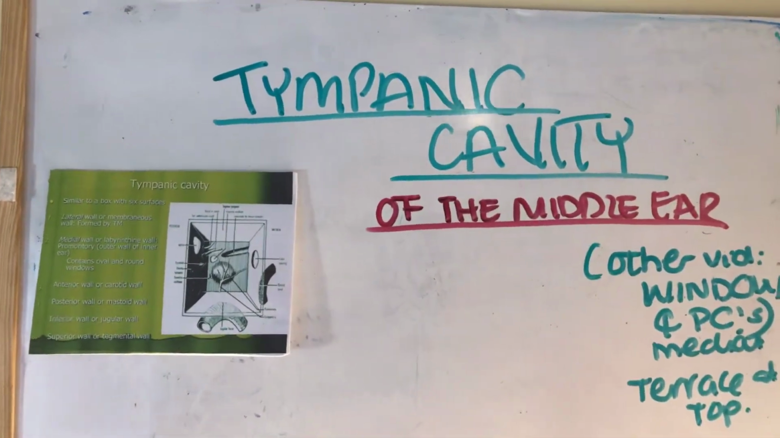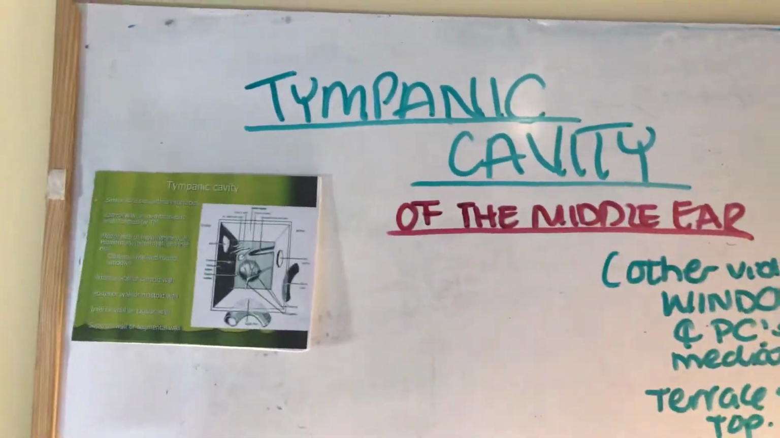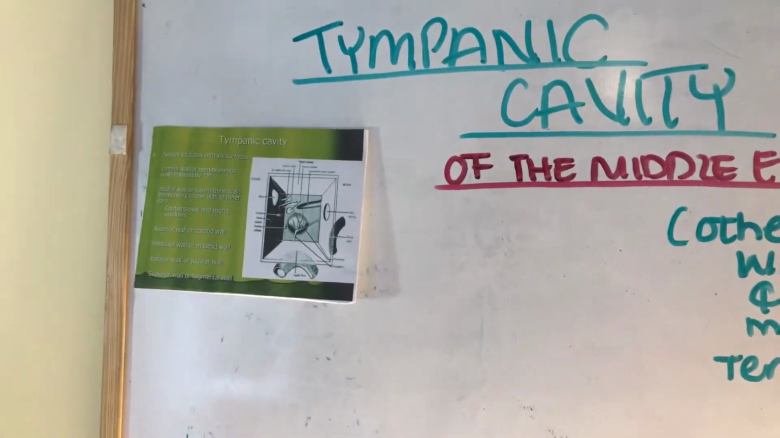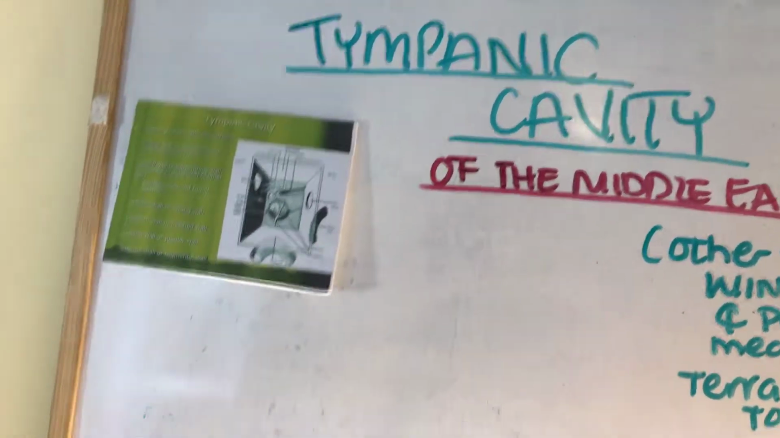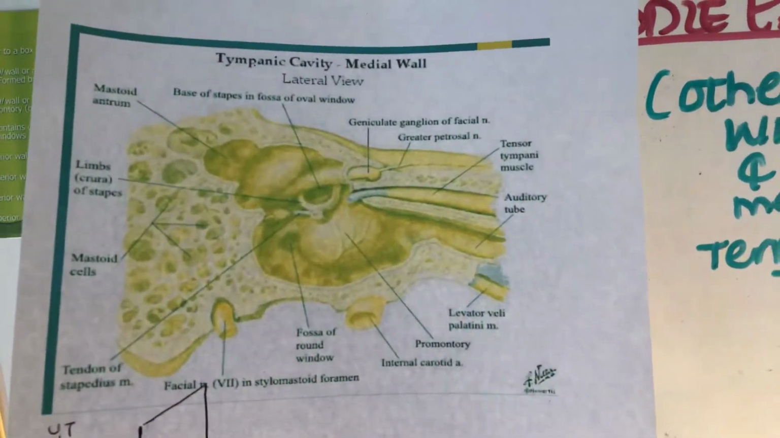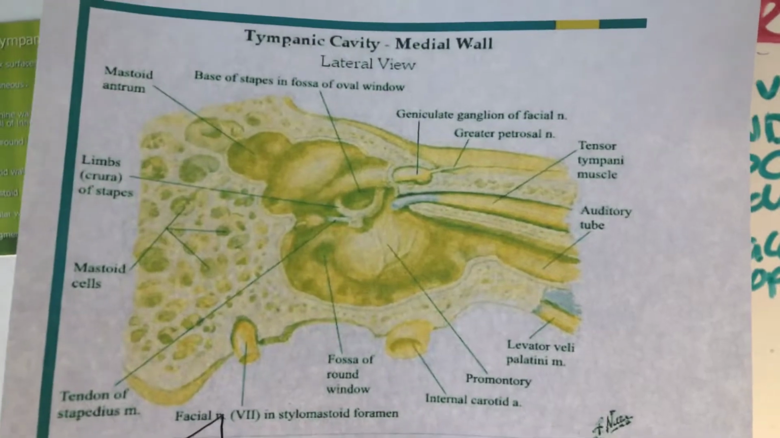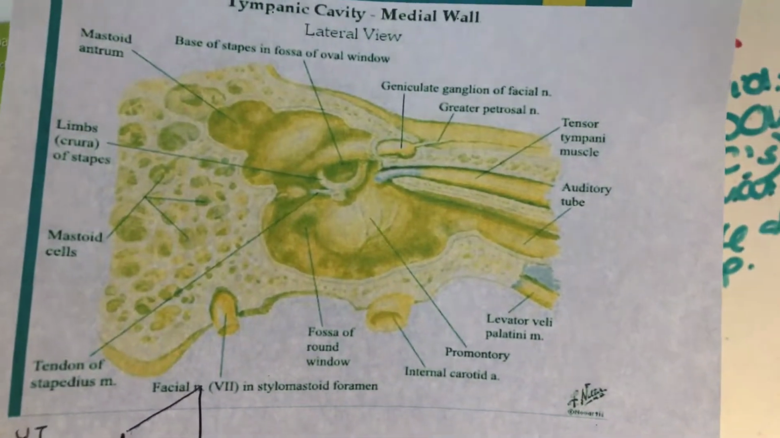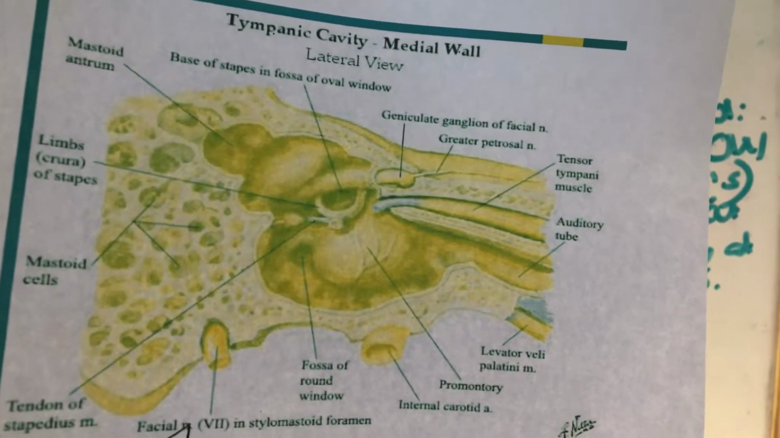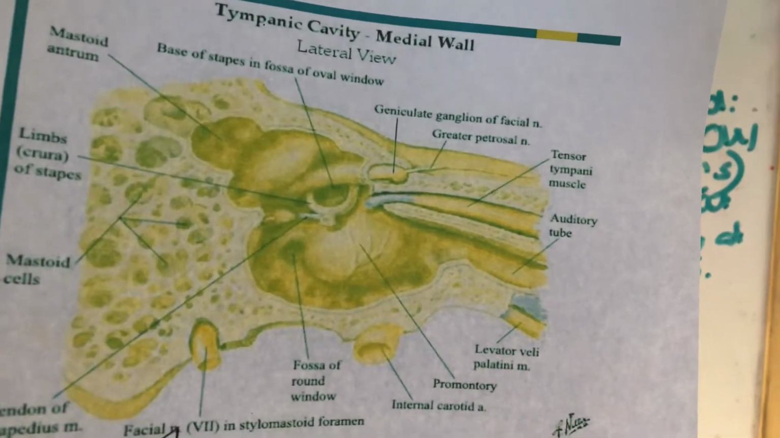Okay, so let's talk about the tympanic cavity, and this is not in much detail. This is just the key crucial parts you need to know for the tympanic cavity. Okay, let's talk about it. So this is what the tympanic cavity looks like. Now the tympanic cavity has lots of different things. The tympanic cavity is located within the middle ear, and it's basically on the other side of the tympanic membrane.